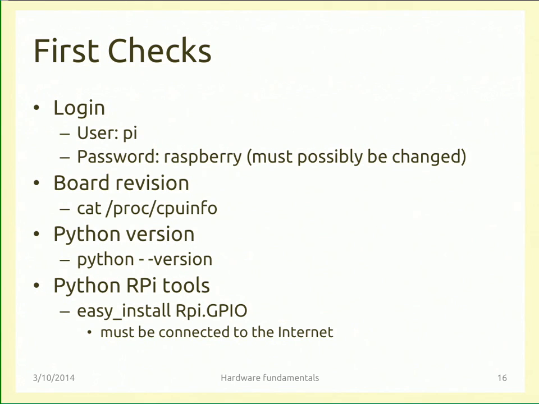But the procedure is to type easy_install and the name of the module to install. Okay. So in this case, easy_install RPi.GPIO. And of course, when you do that, you need to have the board connected to the internet. So you need to get internet access, because there are some packages that need to be downloaded. Okay. Once you have done this process, you have your board ready and working.